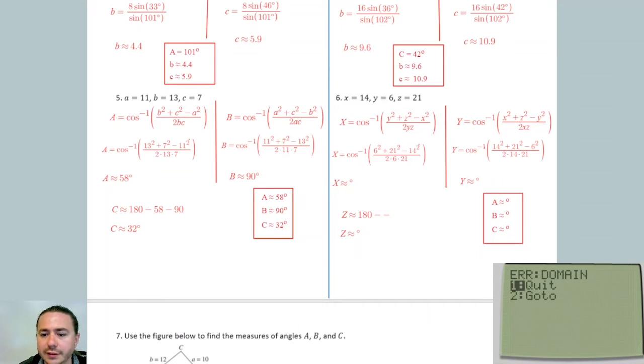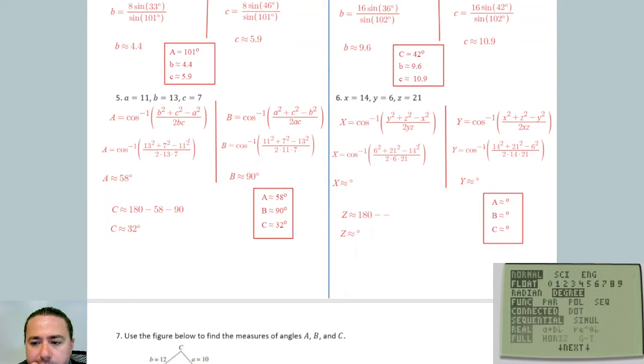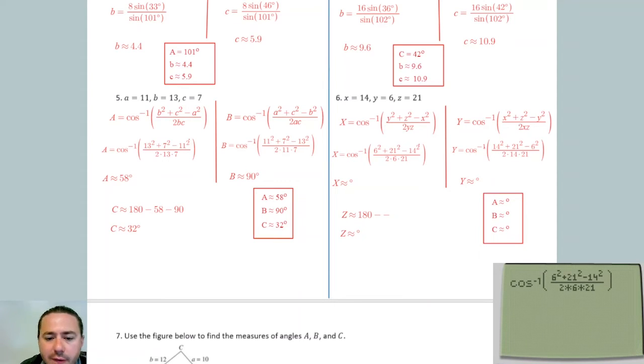Domain error? What? All right, what happened here? Did I mistype something? I bet I mistyped something. Let's look a little closer here. So Y is 6, yeah. Z is 21. Maybe there's no solution here. That is possible. That can happen. Yeah, is there just no solution here? You know what? I don't think there's a solution here. I don't see anywhere where we mistyped anything.